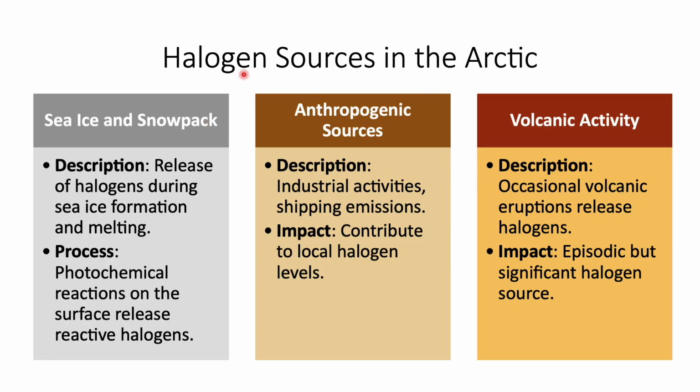Now we will focus on the Arctic region. So we will look at what the halogen sources are in the Arctic region. Sea ice and snowpack: there is a release of halogens during sea ice formation and melting. What is the process? Photochemical reactions on the surface release reactive halogens. And what are the other anthropogenic sources? Industrial activities and shipping emissions lead to the release of halogens.